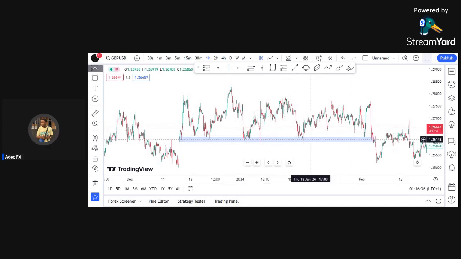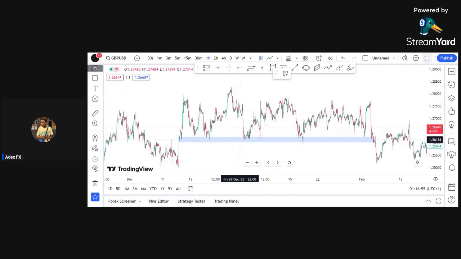When we are talking about a level, we are talking about just a number, like a fixed number. But when we are talking about a zone, we are talking about an area, not a fixed number. Okay, let me do this.